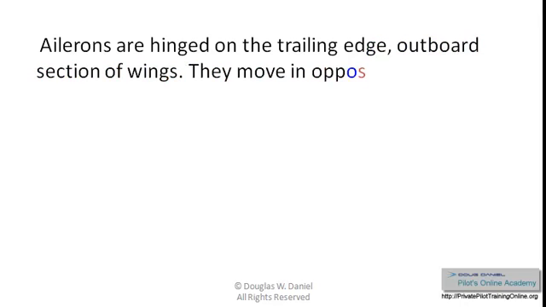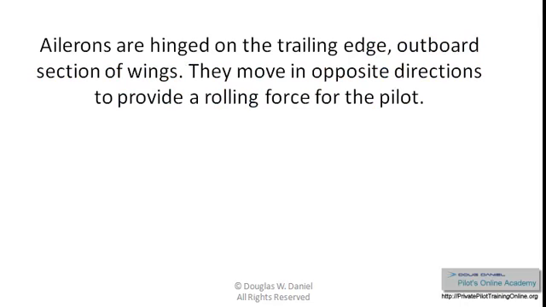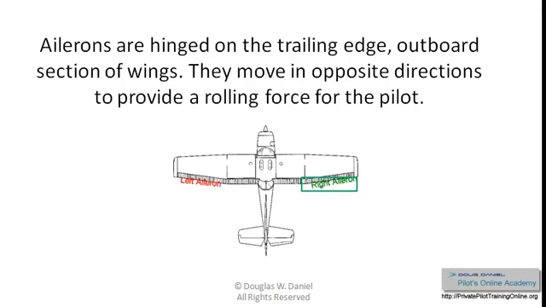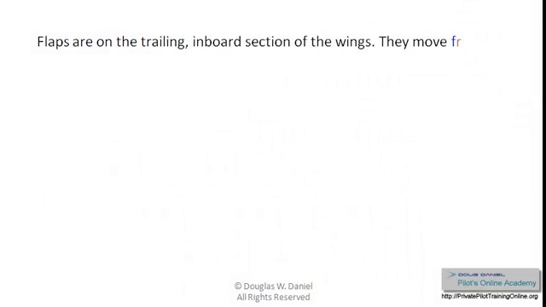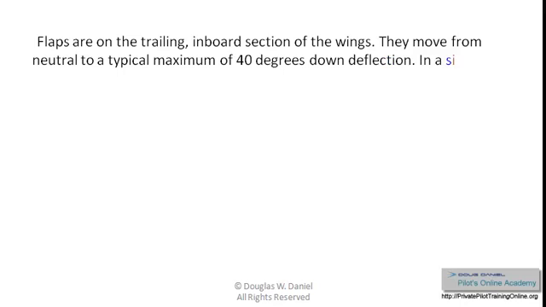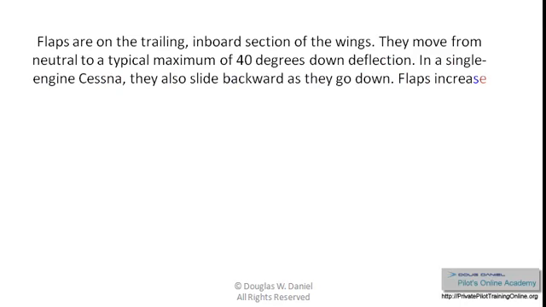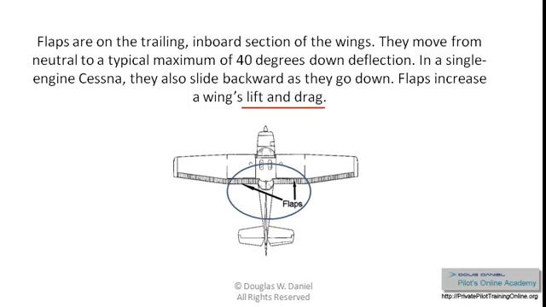Ailerons are hinged on the trailing edge outboard section of the wing. They move in opposite directions to provide a rolling force for the pilot. Flaps are on the trailing inboard section of the wings. They move from neutral to a typically maximum of 40 degrees down deflection. In a single-engine Cessna, they also slide backwards as they go down. Flaps increase a wing's lift and drag.